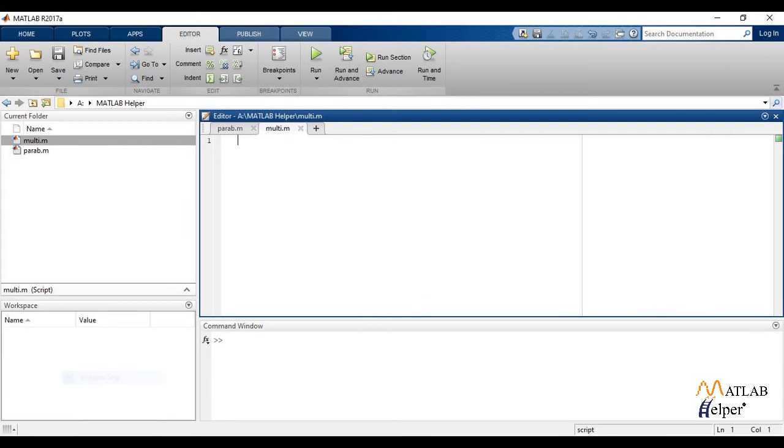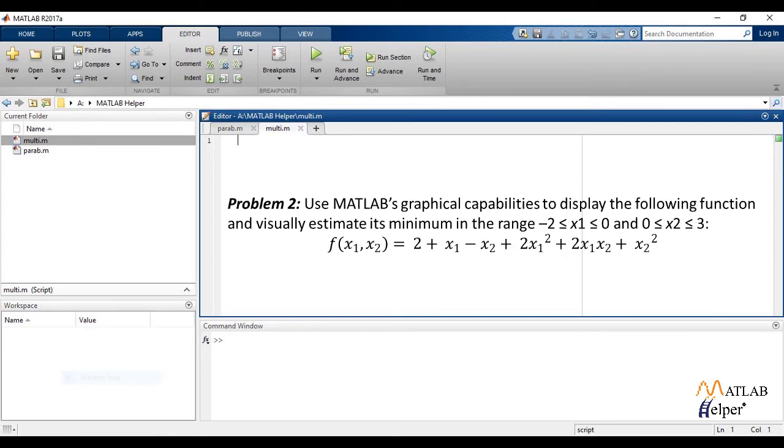Now let us implement multi-dimensional optimization. Consider a problem. Use MATLAB's graphical capabilities to display the following function and visually estimate its minimum in the range -2 less than or equal to x1 less than or equal to 0 and 0 less than or equal to x2 less than or equal to 3, for the given equation f of x1, x2, which is this equation.